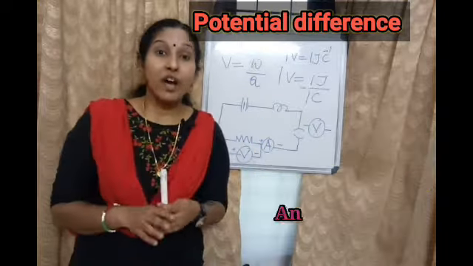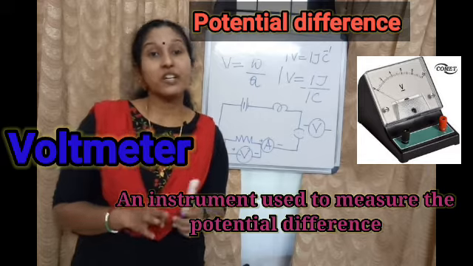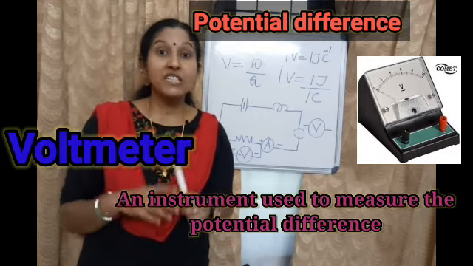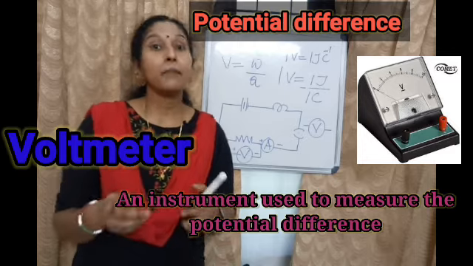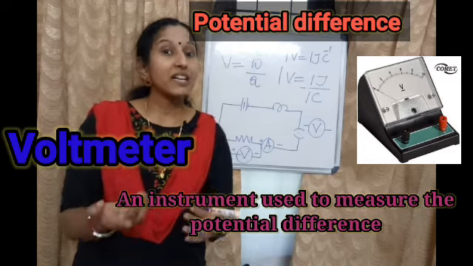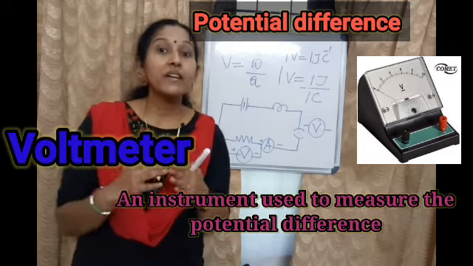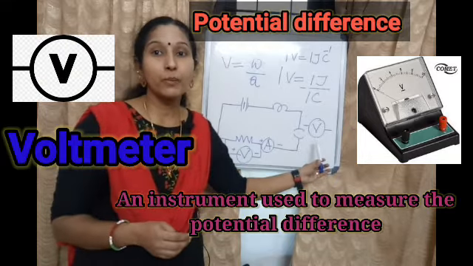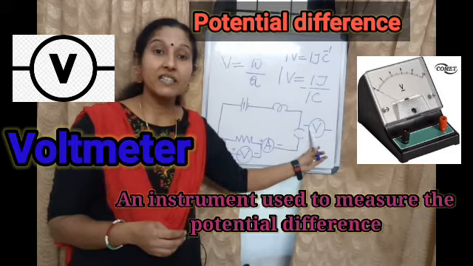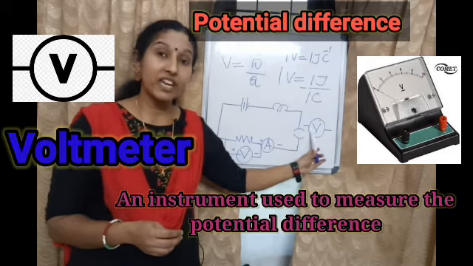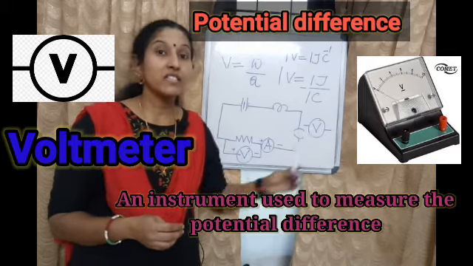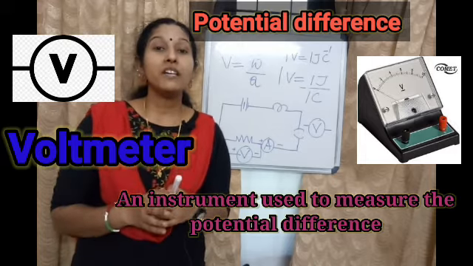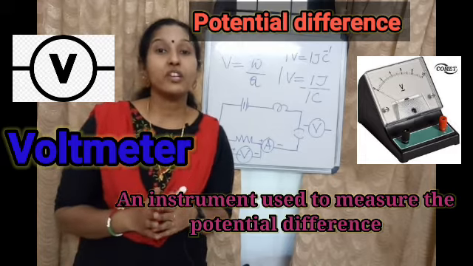Then, voltmeter is the device used to measure potential difference. Which is the device used to measure potential difference? Voltmeter. Which is the device used to measure the current? Ammeter. Right. So ammeter is the device to measure the current and voltmeter is the device to measure the potential difference. This is the symbol for voltmeter. If there is A inside the circle, ammeter. If there is V inside the circle, voltmeter. Voltmeter is the device used to measure the potential difference.